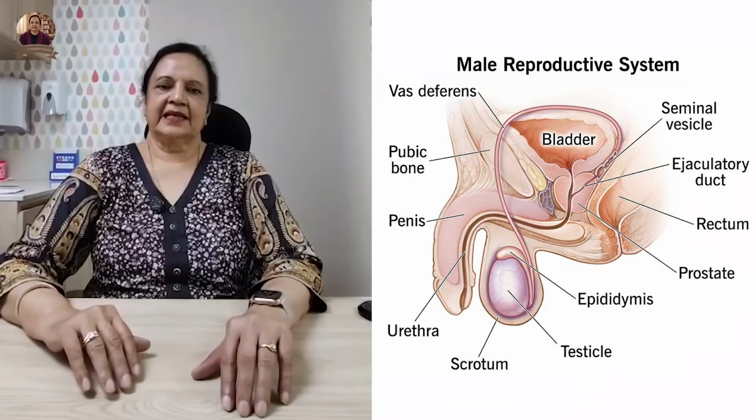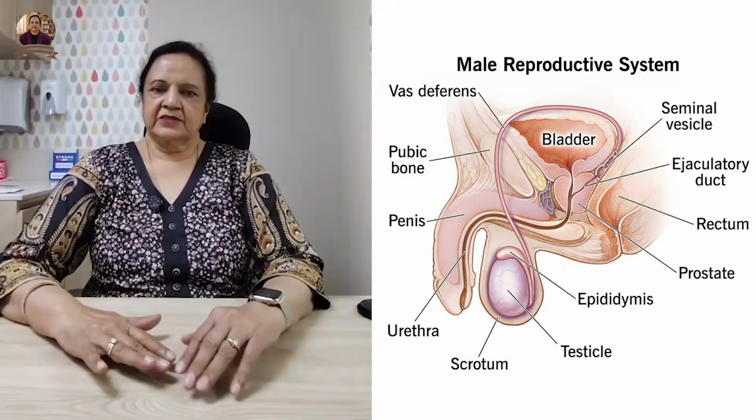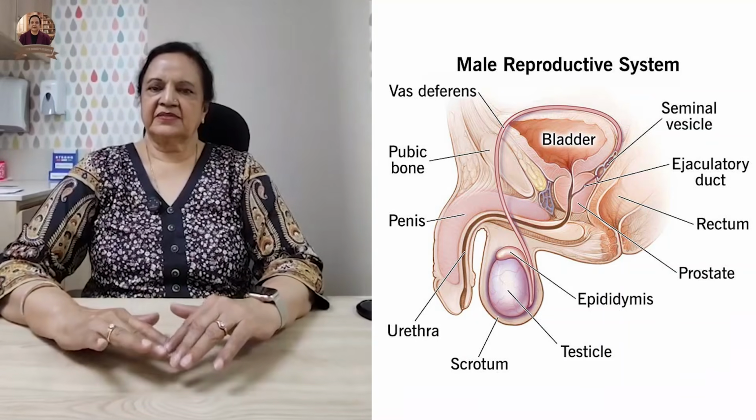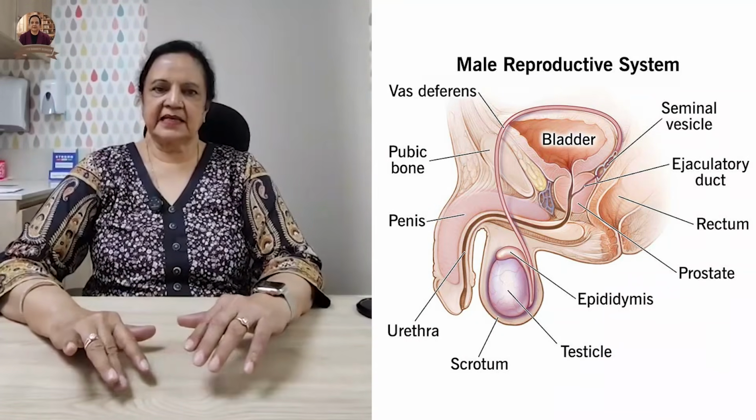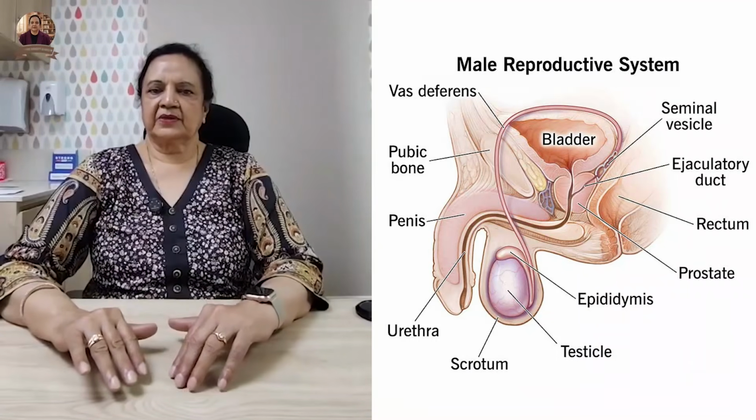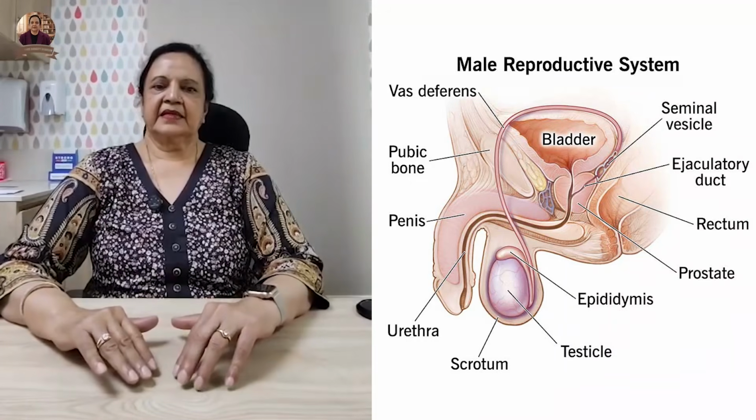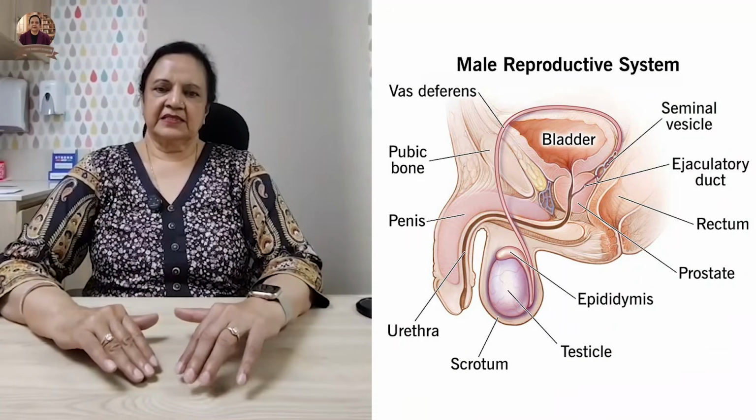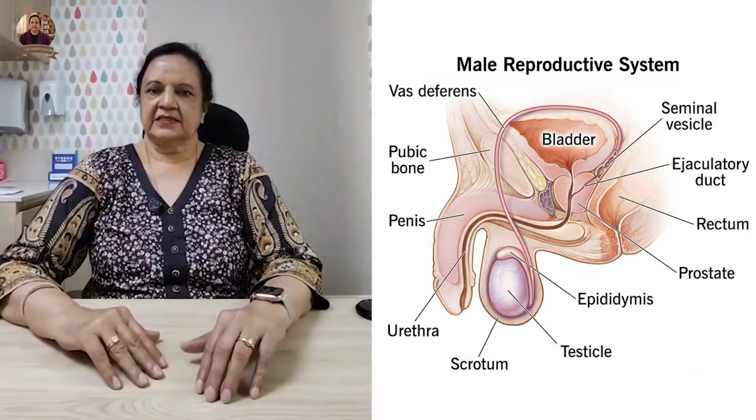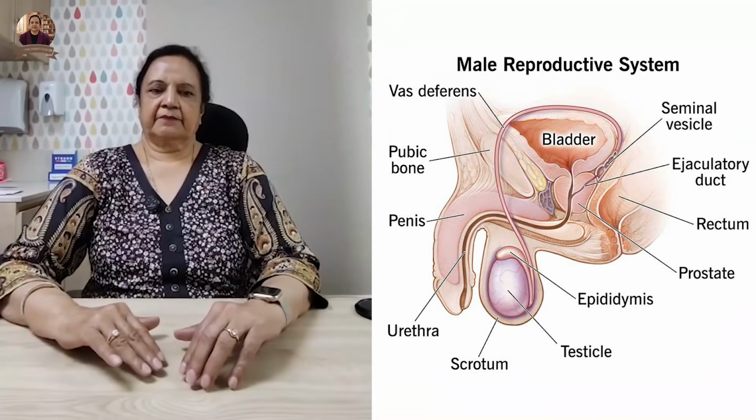Now, the accessory glands and semen formation. The male accessory glands include a pair of seminal vesicles, a single prostate gland, and a pair of bulbourethral glands or the Cowper's glands. Their secretion, along with the sperm from the testis, constitutes the semen or the seminal plasma.